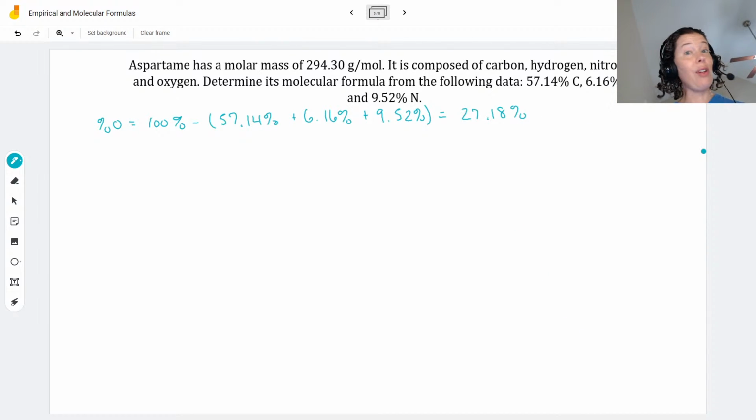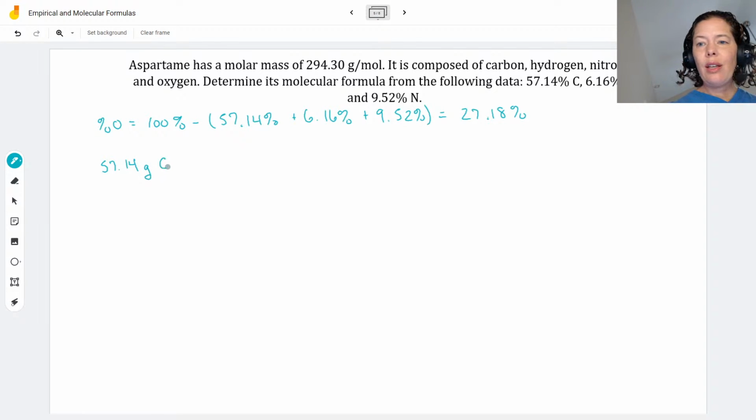So just like we've done with all of our other problems, hopefully you're seeing a pattern here. We're going to assume that we have 100 grams of this compound. So we have, I'm going to try to make sure I give myself enough space here. Here is our carbon and our oxygen, our hydrogen. Our nitrogen, 5.2 grams, and last but not least, our 27.18 grams of oxygen.